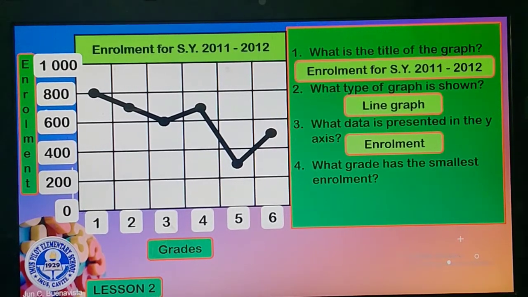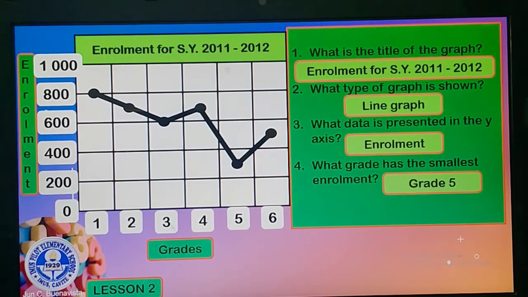What grade has the smallest enrollment? Very good. Grade 5. Look at grade 5. How much is the enrollment of grade 5? In between 200 and 400. Very good. That is 300.